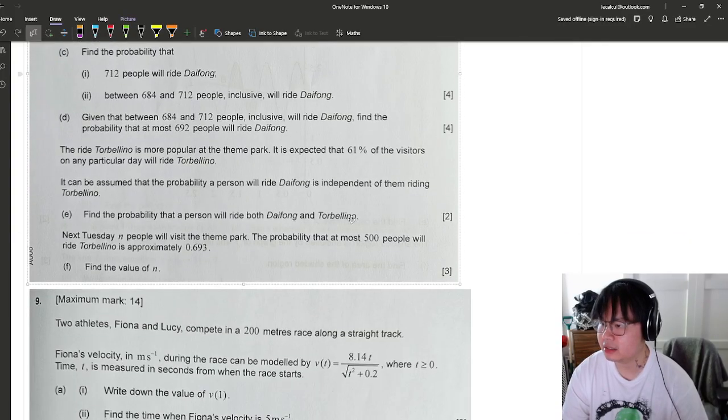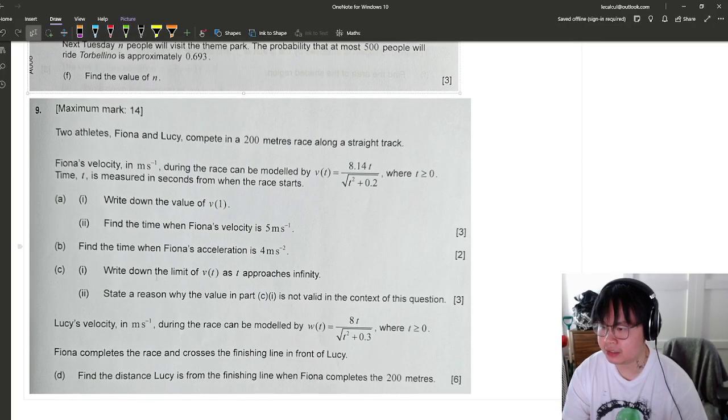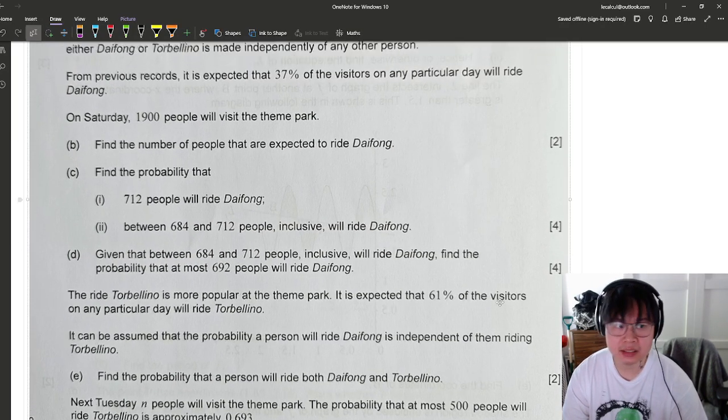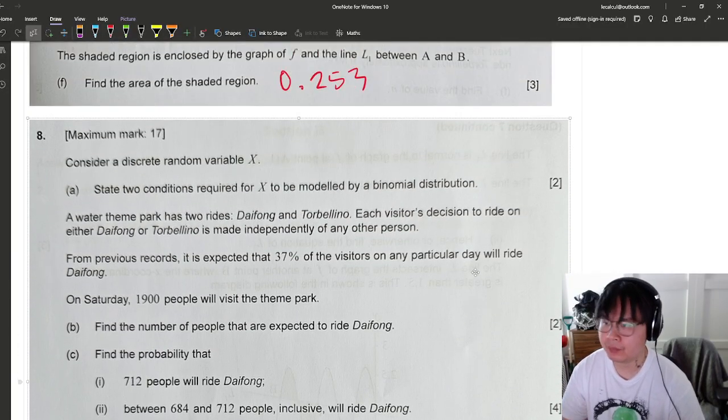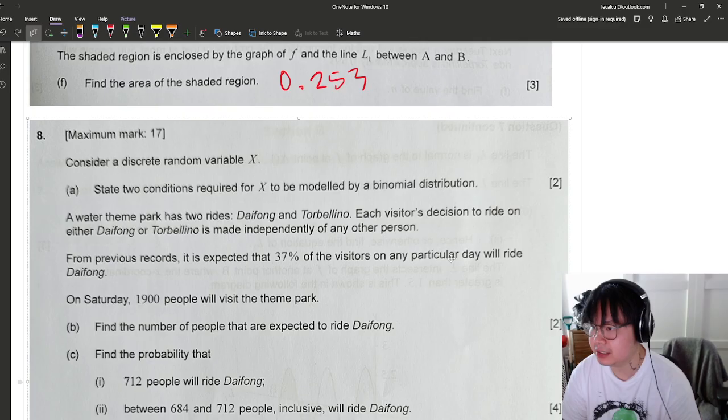Question 8. And then question 9. Okay, question 9 I'm not going to do because this is in the HL paper. That's kind of a tough one for SLs, but completely doable. What the heck is this? We have a discrete random variable, state 2 conditions required for x to be modeled by a binomial distribution.